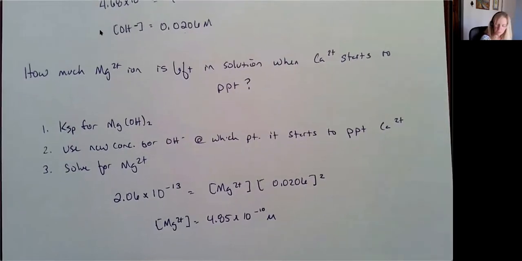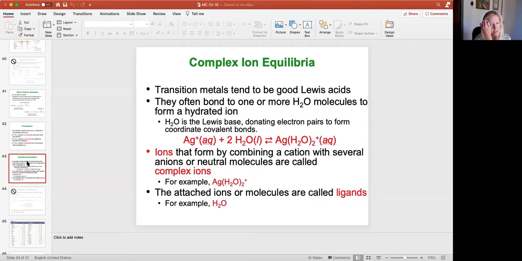All right, we're going to switch gears now, and we're going to talk about transition metal ions and what's happening in a transition metal ion complex. We call this complex ion equilibria. It's a phenomenon you see with transition metals, because they tend to be really good Lewis acids. I'm not going to get into why that is, because we're going to cover that closer to the end of the semester, why a transition metal is a good Lewis acid. But remember, a Lewis acid is an atom that is able to accept an electron pair.